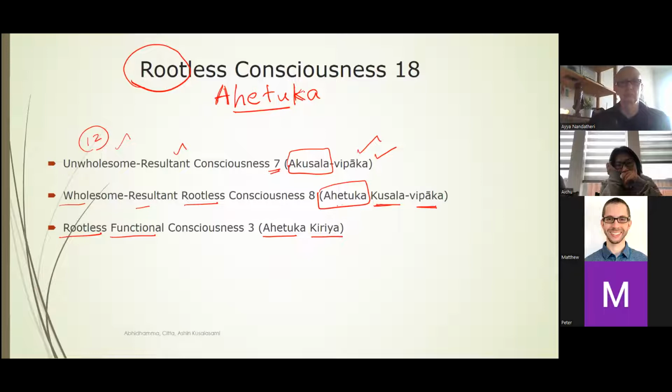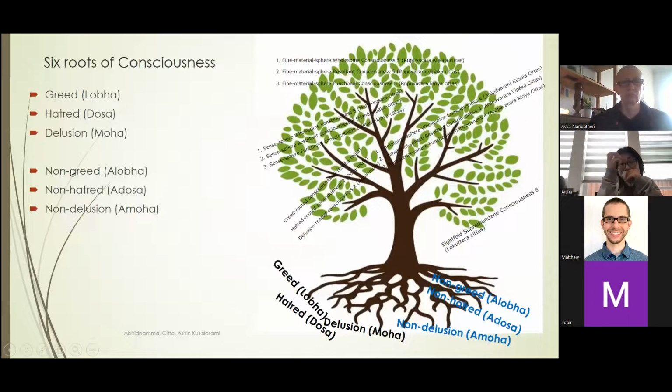I will not talk about the Pali grammar; that will be another subject. Hetuka means it has a root, and A is the opposite, or negative. So Ahetuka means rootless. You will understand more later. If I were to explain a little about this, there are 6 roots of consciousness. The first 3: greed, in Pali lobha; second, hatred, dosa; and delusion, moha.